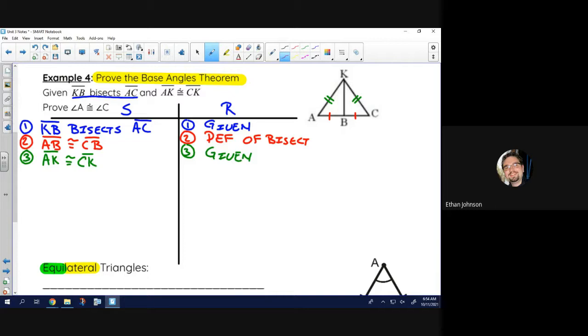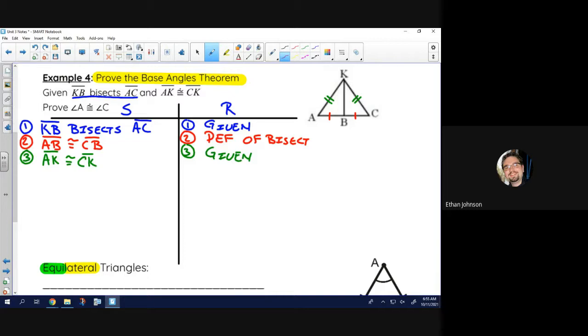I ended up having 3 different triangle look-fors. The first question was, does it look like a bow tie? If it looks like a bow tie, we have vertical angles. Well, unfortunately, this problem does not look like a bow tie. Second question was, do they share a side? If they do, we have reflexive property of congruence. And third is stating if they were parallel.